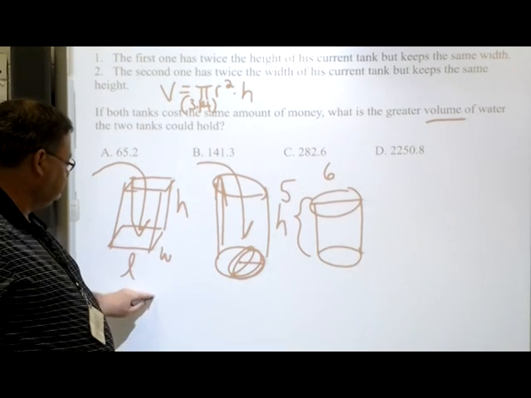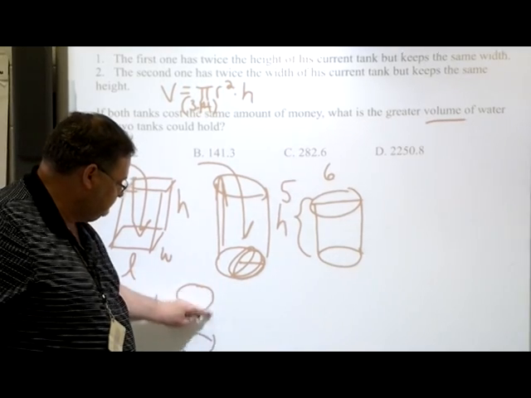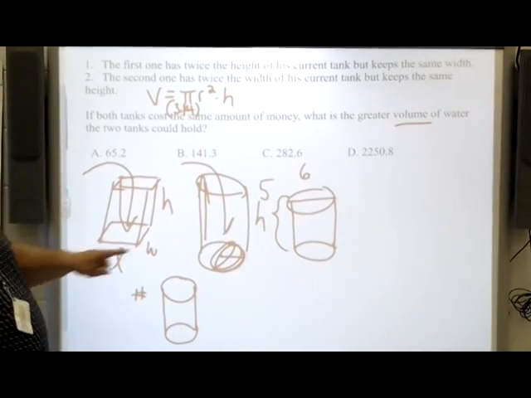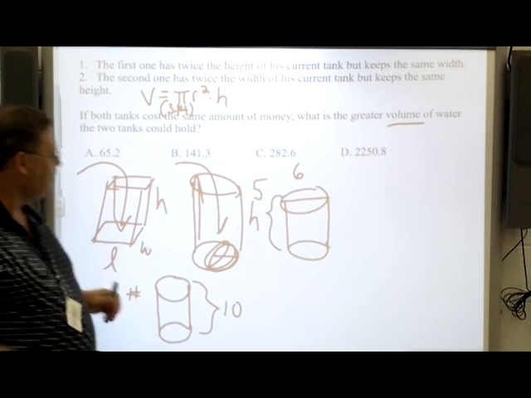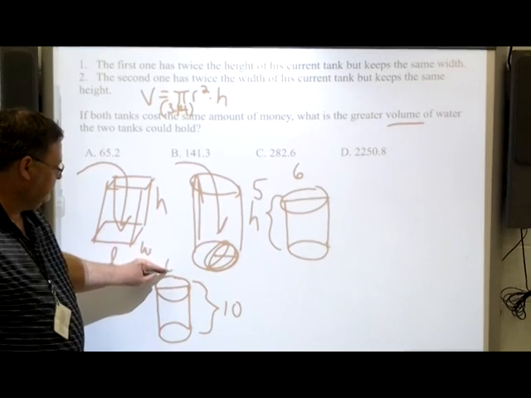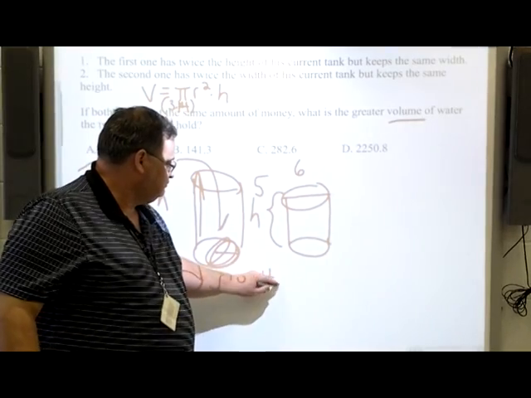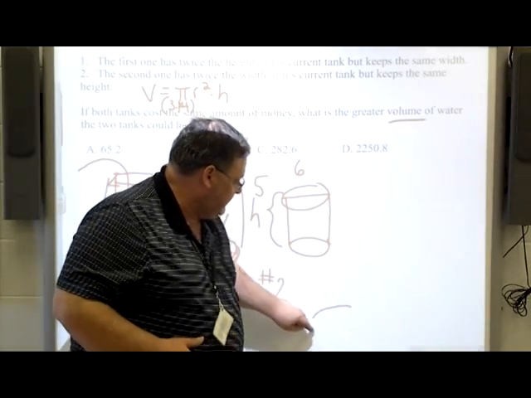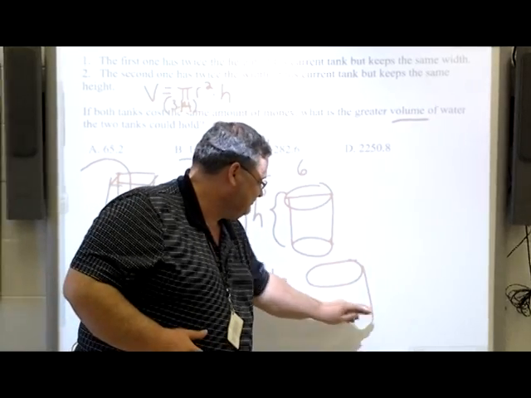So tank 1, and again, I'm also a visual learner. The first one has twice the height, so instead of 5, we're now going to be 10. But it keeps the same width, so we're again going to be 6 meters across. All right, that's tank 1. Tank 2, the second one has twice the width, so it looks like me, it's going to be a little bit fatter. Right, maybe a lot fatter, but that's all right.